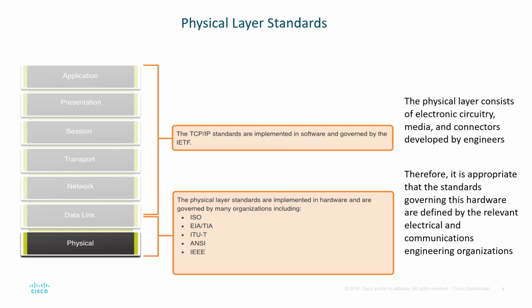The physical layer consists of electronic circuitry, media, and connectors developed by engineers. The TCP/IP standards are implemented in software and governed by the organization IETF. Therefore, it is appropriate that the standards governing this hardware are defined by the relevant electrical and communications organizations. So your physical layer standards are implemented in hardware and are governed by many different organizations, including the ISO, the EIA-TIA, the ITU-T, ANSI, and IEEE.